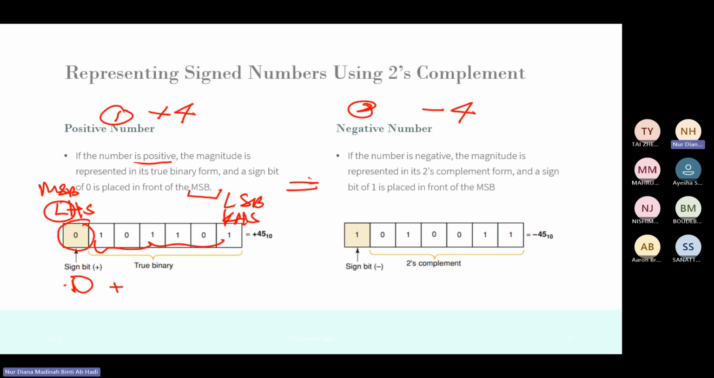It's the same with your negative numbers. It's just that the sign bit would be 1, not 0. So 0 means positive, and negative is equivalent to 1.